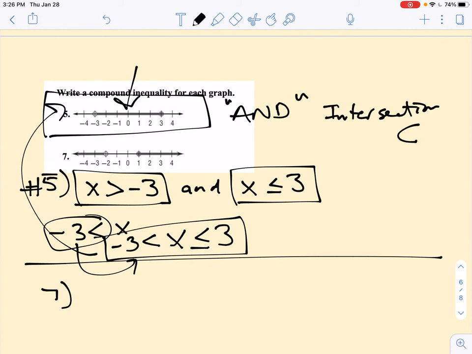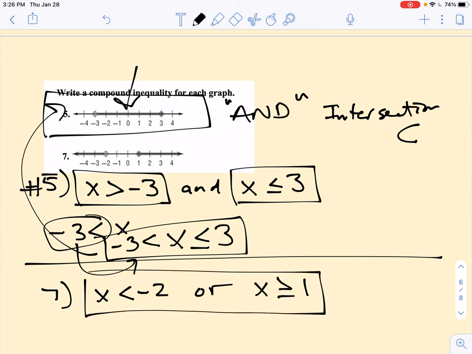So we've got two statements. We're saying x is less than -2, or x is greater than or equal to 1. And what's awesome about OR statements is that once you make the connection and get this initial thing written, you are done. That's it. Nothing else needed.